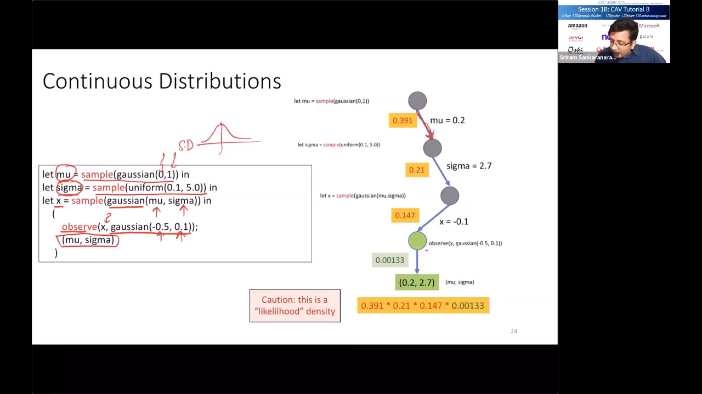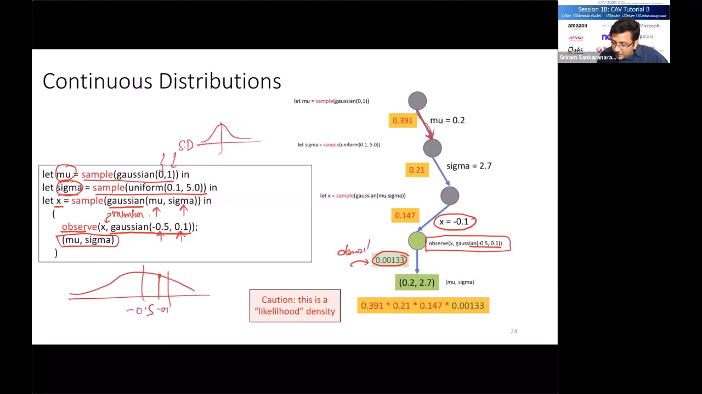Let me talk briefly about this observe statement here. This observe statement observes a value x, a number x, under a Gaussian distribution. As an example, in this execution, x was minus 0.1. So then you say, if I have a Gaussian centered at minus 0.5, what is the density at minus 0.1 under this Gaussian? That gives you a number, a density. You can think of this density as somehow contributing to the probability density of this path. So now you have to think about probability densities of paths.